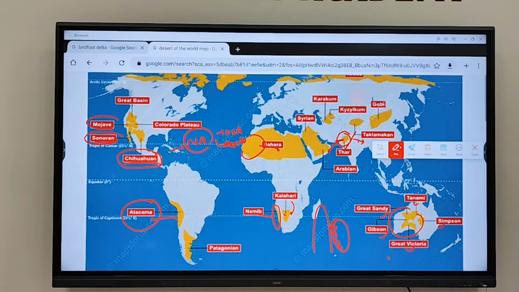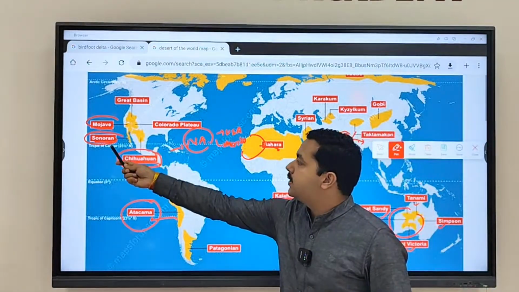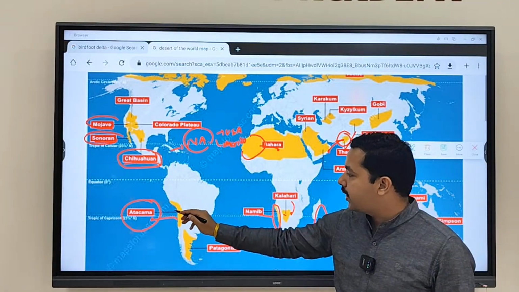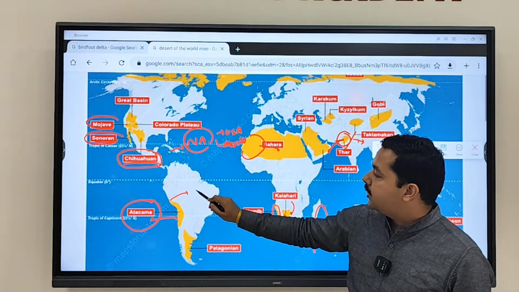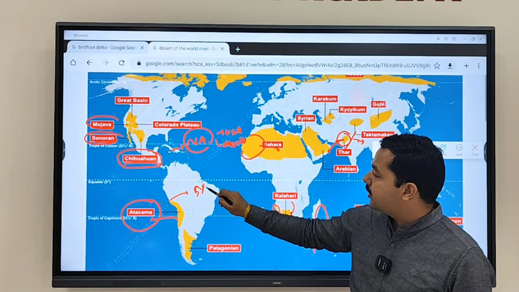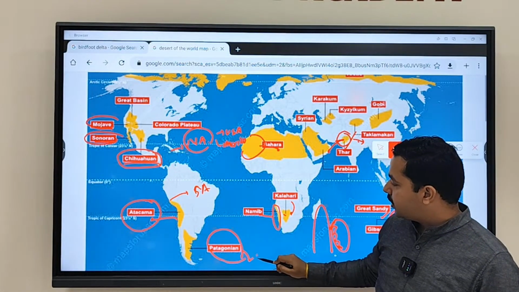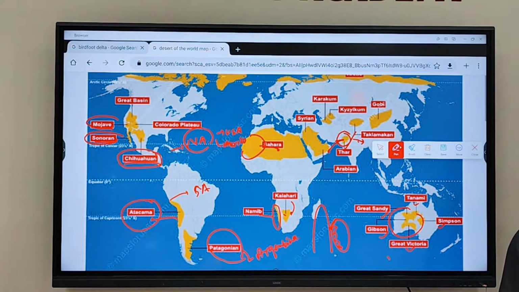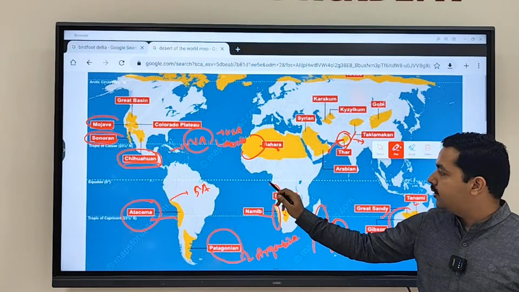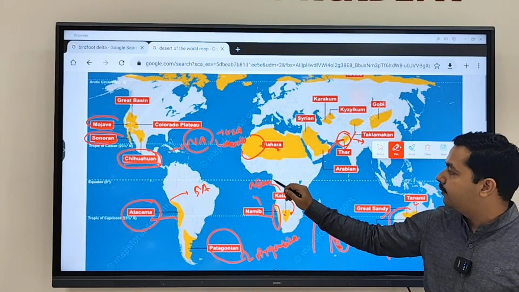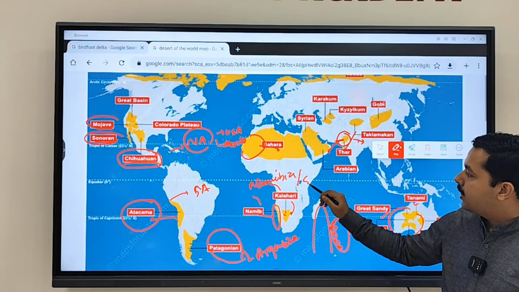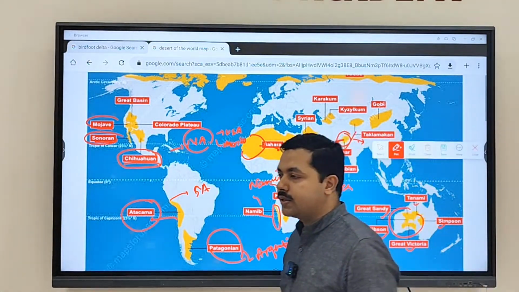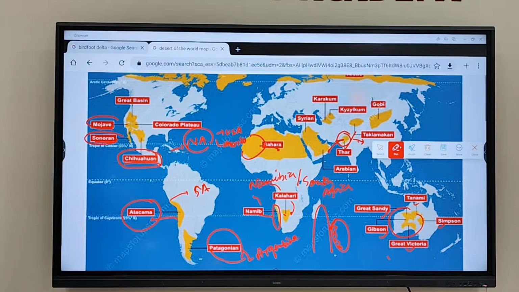So just note down the desert names. Write down Mojave Desert, Sonoran Desert, Chihuahuan Desert. Here you mention USA, Mexico. Then write down Atacama Desert, in Southern America. Patagonian Desert, you write down Argentina. Then Namib and Kalahari Desert. Here you mention Namibia and South Africa.